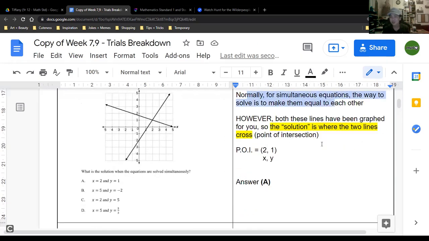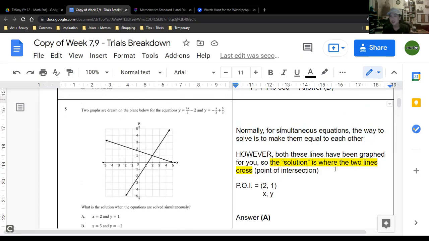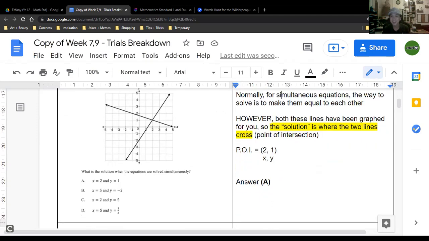So here you can see I wrote some notes for Tiffany. Normally for simultaneous equations, the way to solve them is you make them equal to each other. I'll quickly show you how to do that in a second. However, both of these lines have been graphed for you already. So the solution is the point of intersection, because this point exists on both lines.